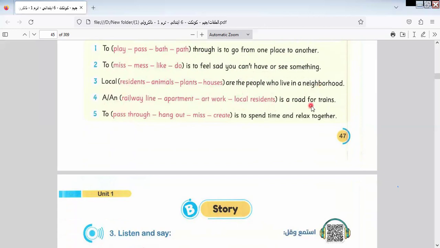A railway line is the road for trains. It will be what? Railway line. Pass through, hang out, miss, create, to spend and relax together. It will be what? Hang out.